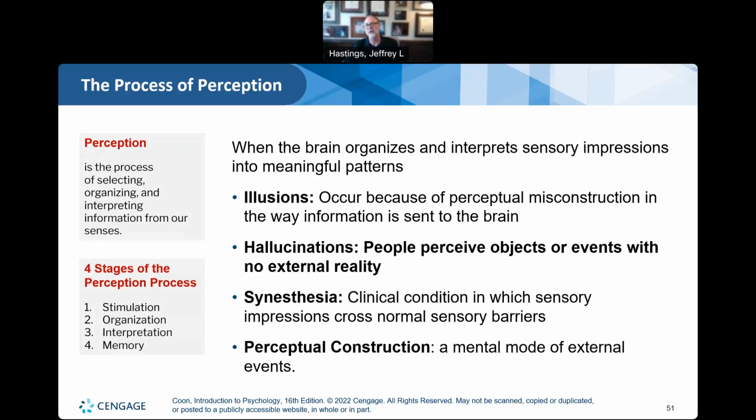So when your brain organizes and interprets sensory information into meaningful patterns that make sense for your body, then that creates an environment where it's natural and you can have this calm state. But what happens when your mind is interpreting this data, of course, the wrong way? There are illusions that occur because of perceptual misconstruction in the way that it's sent to the brain.